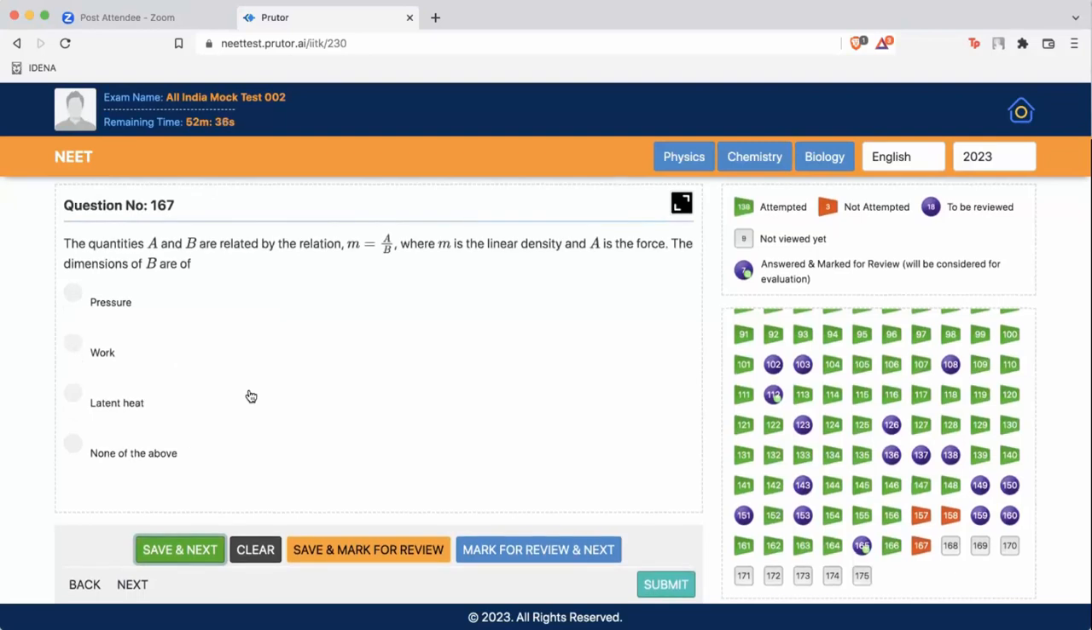The quantities A and B are related by the relation M is equal to A by B, where M is the linear density and A is the force. Dimensions of B are, linear density.